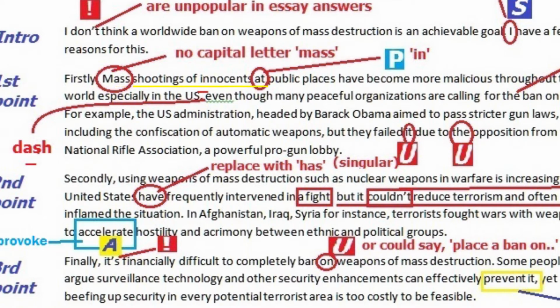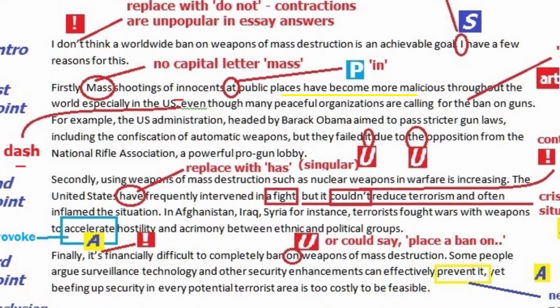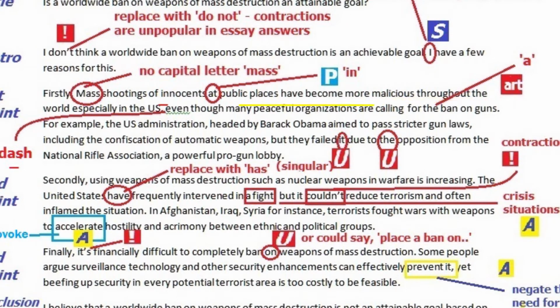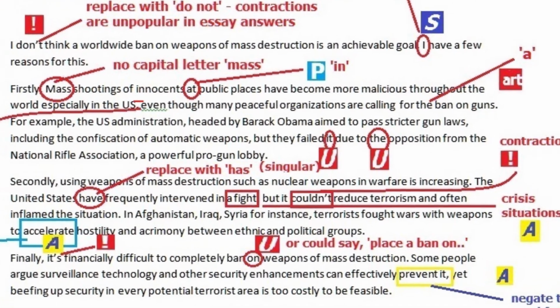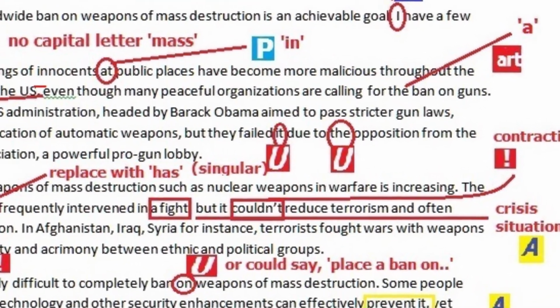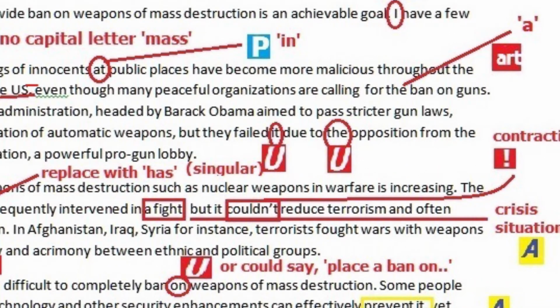Then preposition: innocence at public places. In public places have become more malicious throughout the world, especially in the US, even though many peaceful organisations are calling for the ban on guns. Here there should be a dash between in the US, even though many peaceful organisations are calling for the ban on guns. The ban on guns.